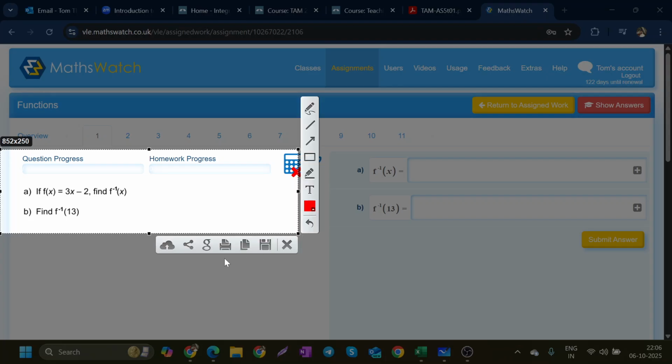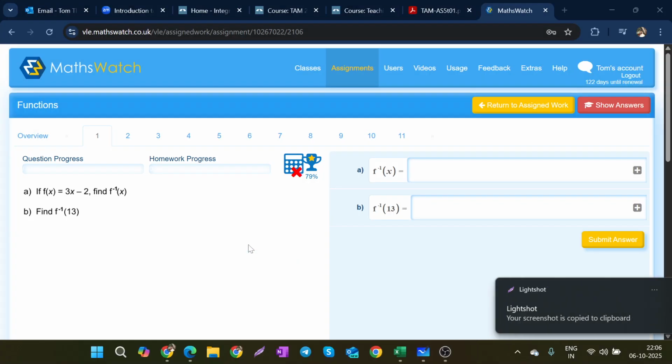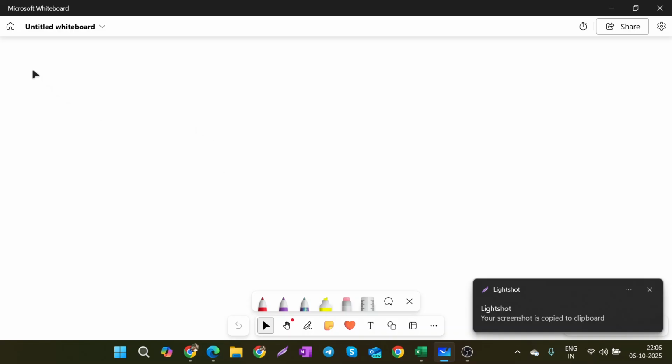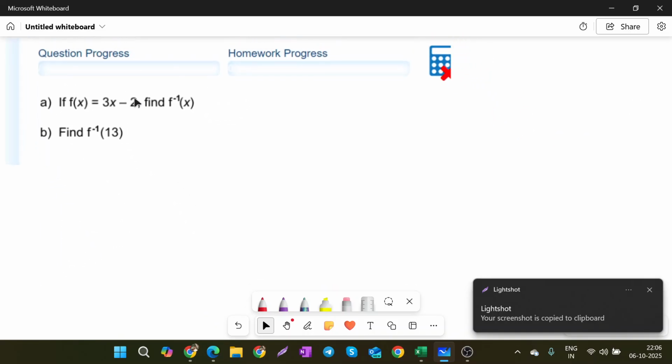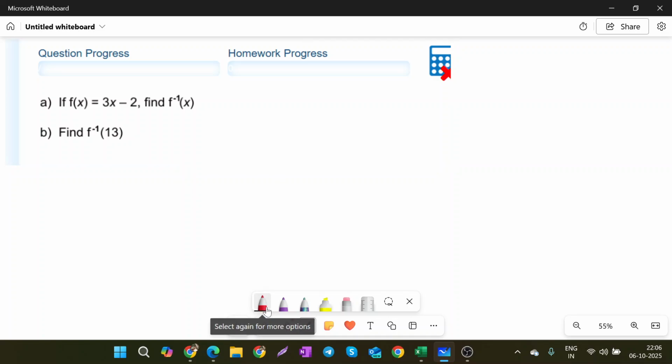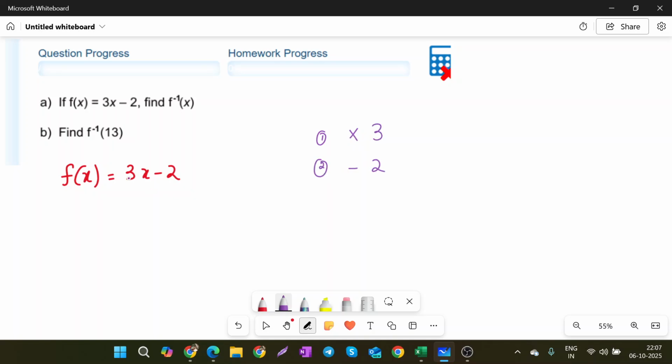So the first one should be an easy one. Let's try to jog our memory. We've been given a function f of x, which is 3x minus 2. We need to find the inverse of this function. So you ask yourself, what does the machine do to an input x? If you apply your BODMAS rule, you could see that first it is multiplying by 3, and then it is taking away 2.